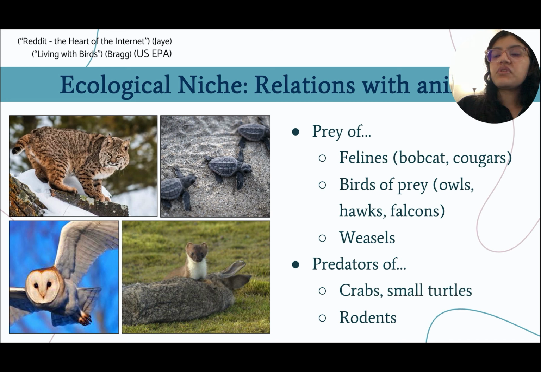So relations with animals, what does this look like for the Norway rat? Norway rats are prey of felines, birds of prey, and weasels. If you look at the top left image, you'll see a bobcat, which is a feline that the Norway rat is prey of. And if you look at the photo below it, you'll see an owl, and next to it is a weasel, which are also predators of the Norway rat. However, Norway rats are also predators of other species, such as crabs, small turtles, and rodents.